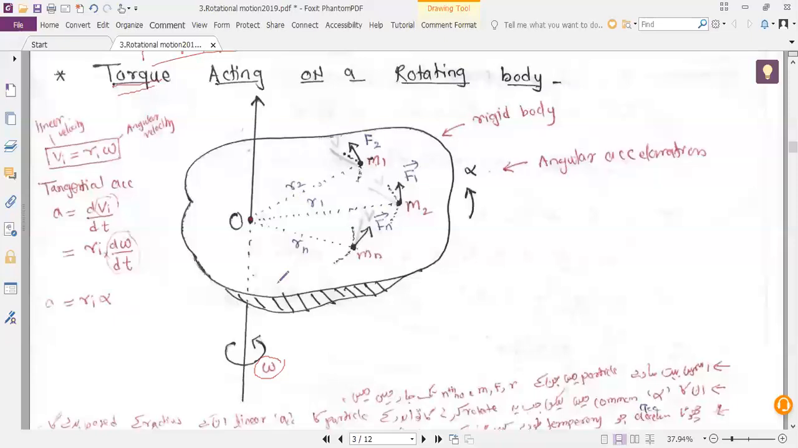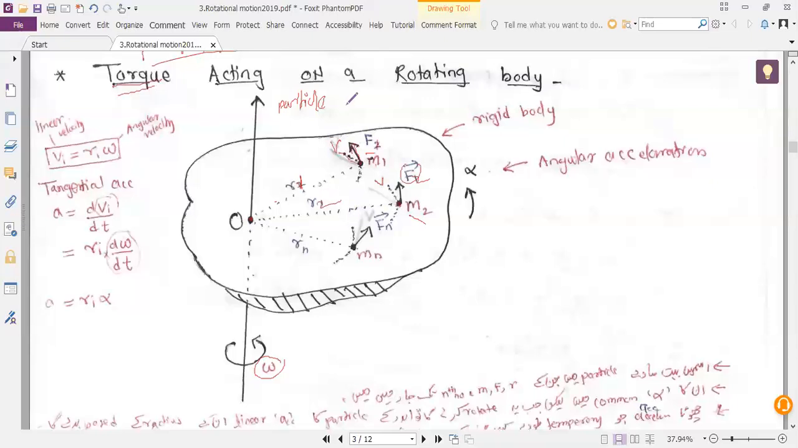Now we know that this whole body is made up of small tiny particles. So can you guess all particle mass? Yes, of course. Suppose one particle of mass is m1, their linear velocity is v, and their linear force is f1, and their distance is represented by r1. Similarly, suppose we have one more particle, their mass is m2, their linear velocity is v, and their force is f2, and their distance is r2.